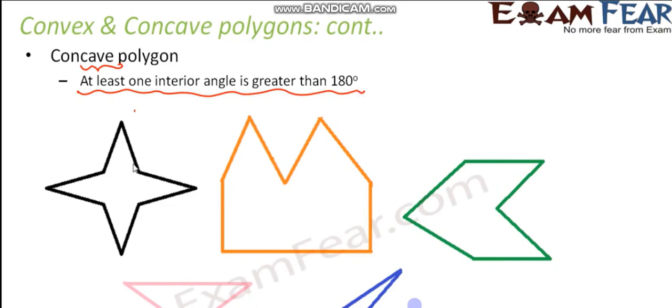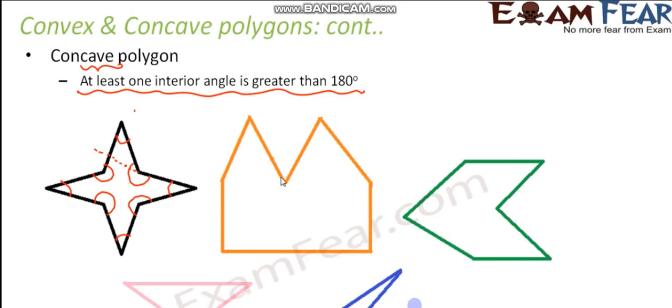as you see in the first image here. Look at this angle, this is an interior angle. This interior angle is more than 180 degrees, and more than 180 degrees forms this cave-like structure. Similarly, this is also more than 180 degrees, but these other angles are lesser than 180.